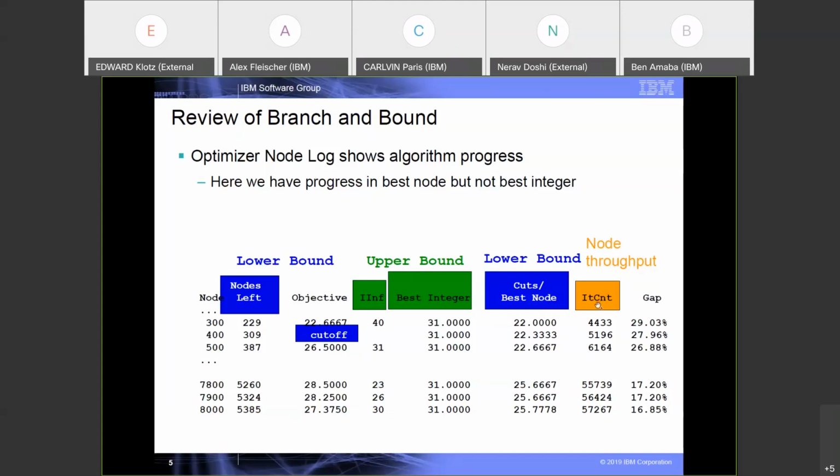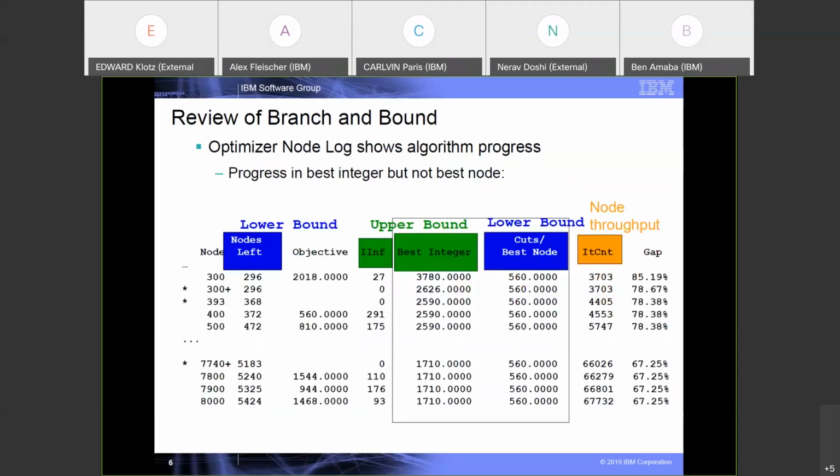And then in terms of node throughput, we see in this case the cumulative number of simplex iterations across all the node LP solves. So if we drop down to the last line, we take this 57,000 number and divide into it 1,000 nodes processed. So what we see is that we're averaging about 7 iterations per node, which is an indication of good node throughput. By contrast, if we had seen hundreds or thousands of iterations per node, that would be a sign that node was a problem.